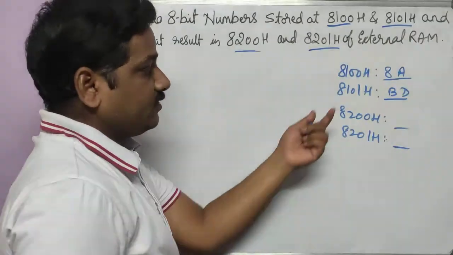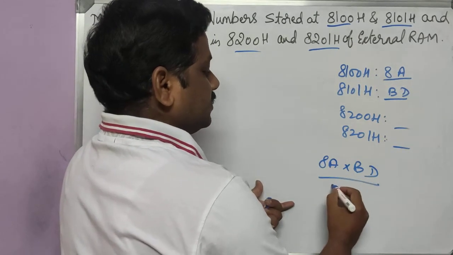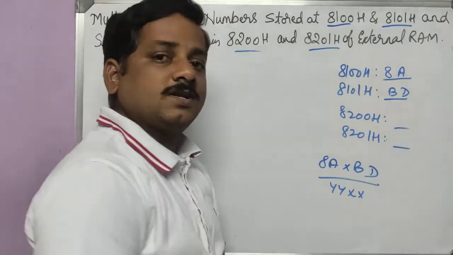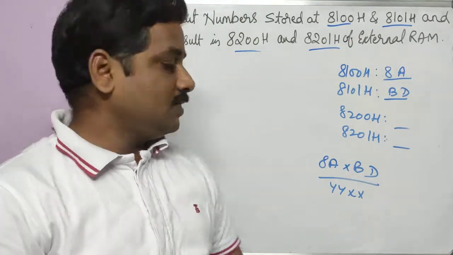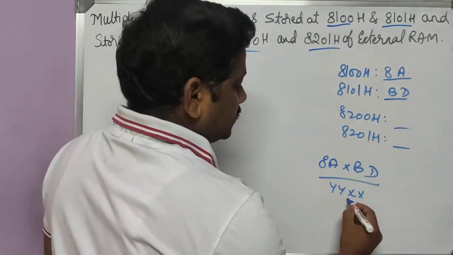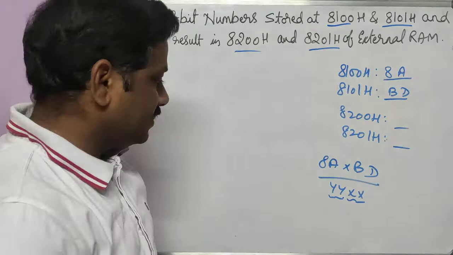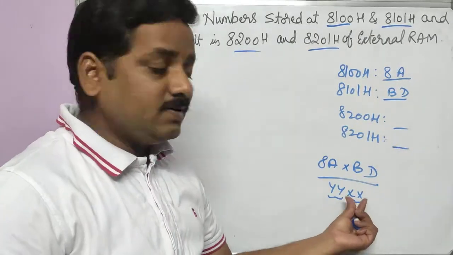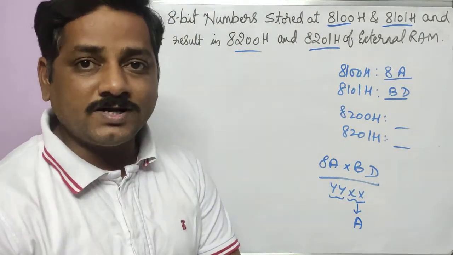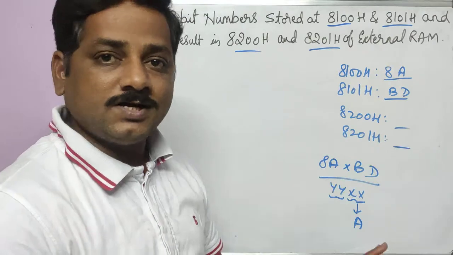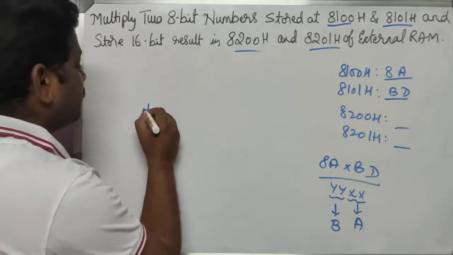So let us say that when we multiply 8A by BD, the result is, let me consider it as YYXX. You can calculate it using a calculator and write the answer here. I am just taking an example. You got a 16-bit result. Once you get it, this result will be split into two 8-bit parts because the microcontroller has 8-bit registers. So the lower byte will be stored in the accumulator by default. When we multiply two 8-bit numbers, the lower byte of the result is stored in the accumulator and the higher byte is stored in register B.